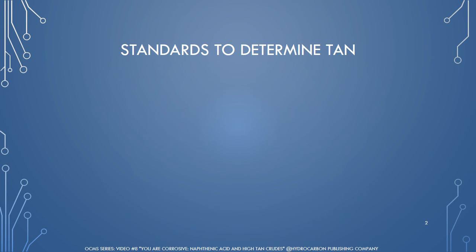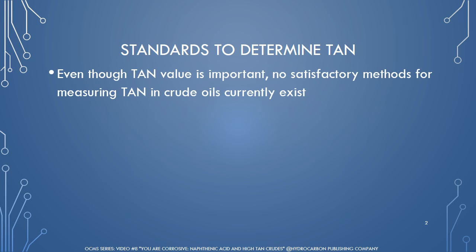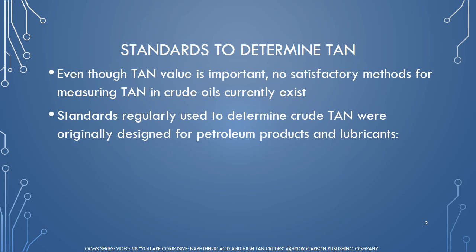Although crude acidity is an important issue for refiners and TAN is widely used to denote relative levels of acidity, there are currently no satisfactory test methods for determining this quantity for crude oils. Two standards, which are regularly applied for crude oils, were intended for use for petroleum products and lubricants.